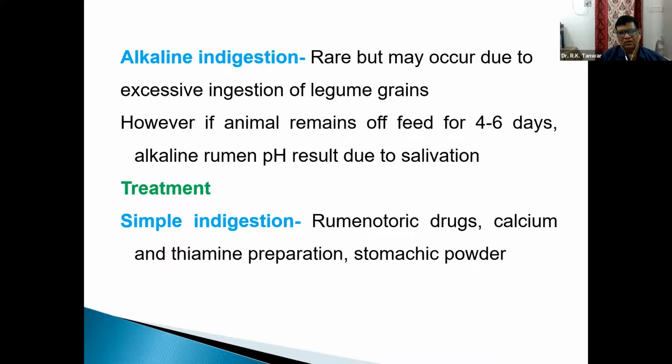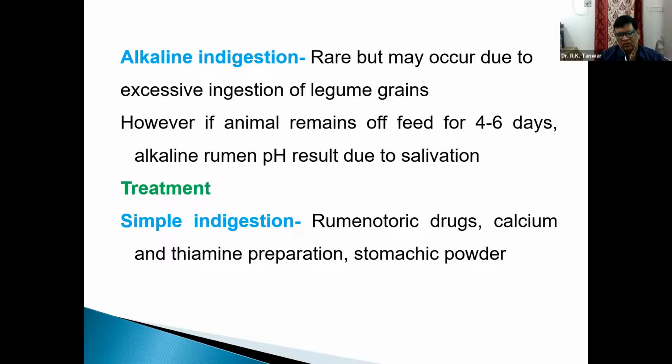So actually, this is not a case of alkaline indigestion, because salivation is a continuous process, even if the animal remains off feed. Even in cattle and buffalo, there is 60 to 80 liters of salivation, whereas in sheep and goat there is 5 liters of saliva daily secretion that goes to the rumen directly. So if you collect the rumen sample, that is not representative of alkaline indigestion. But as far as treatment is concerned, we have to correct the rumen pH using vinegar.